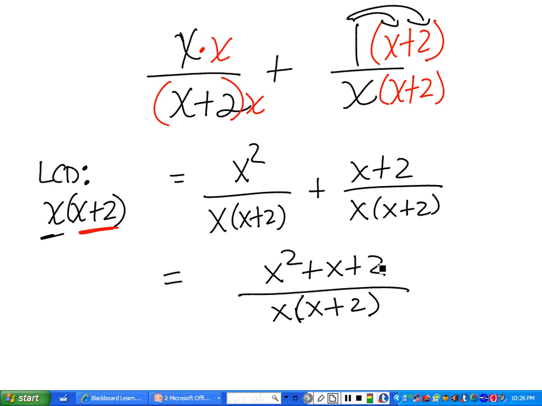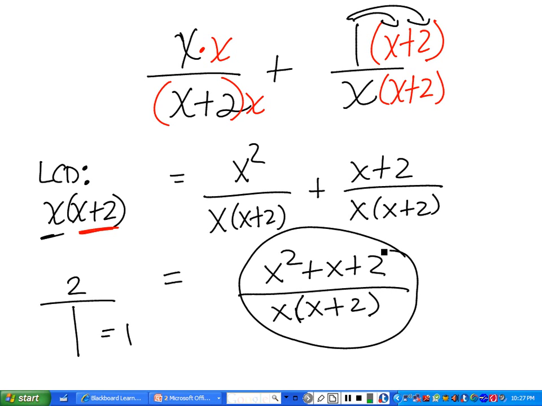Now, what you can do here is figure out if you can factor the numerator, x squared plus x plus 2. The leading coefficient is 1, so we only really need to try to figure out the factors of 2 that'll give us a positive 1. So factors of 2 that give us a positive 1. Are there factors of 2 that give you a positive 1? No. Therefore, this is your final answer.